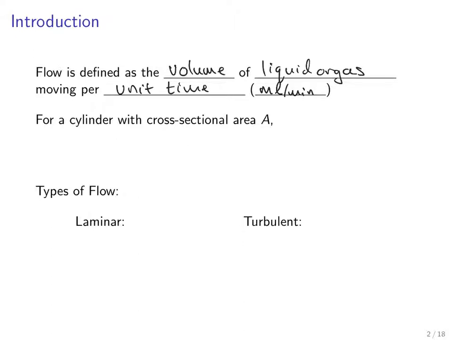For a cylinder with a cross-sectional area of A, flow is equal to the average velocity of the fluid moving through it times that cross-sectional area A. So again here, this is the average velocity of fluid across that cross-section.